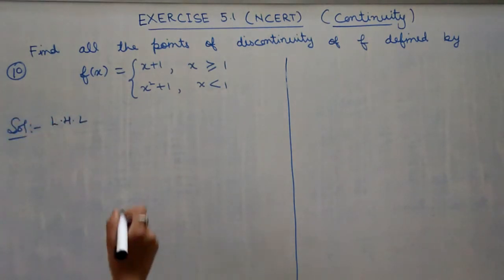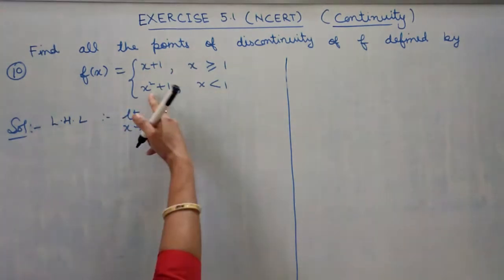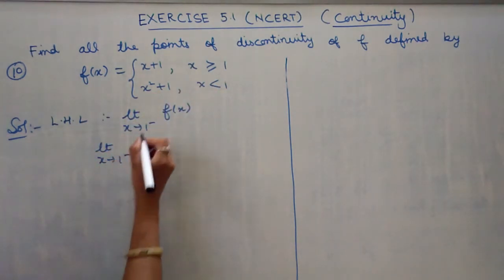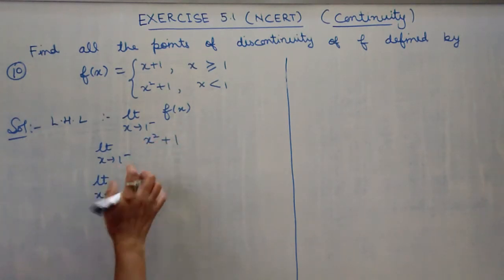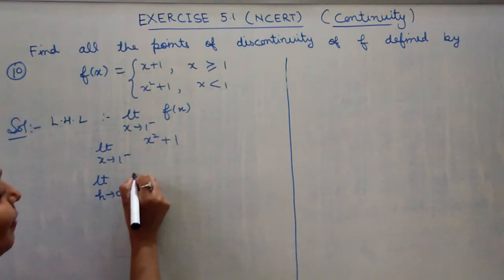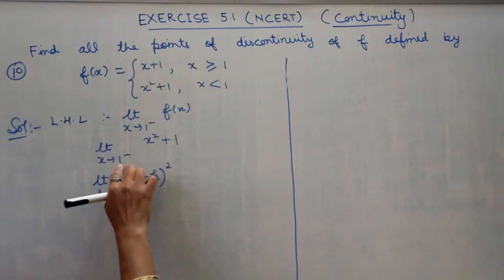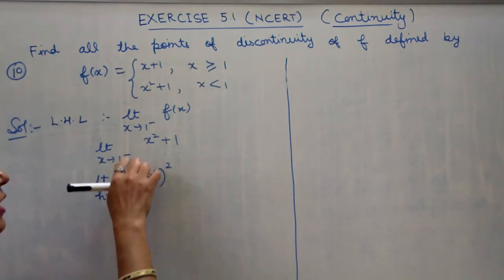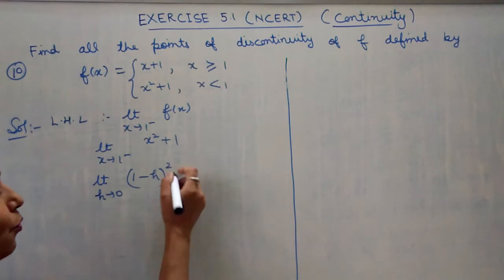When you take the left hand limit, x approaches 1 negative. For 1 negative you have to take this function, because for less than 1, it is x square plus 1. To change this from 1 negative and 1 positive, we will take h approaches 0 and change x to 1 minus h whole square. If it is positive, it is 1 plus h. Here we have 1 negative, so 1 minus h whole square plus 1.